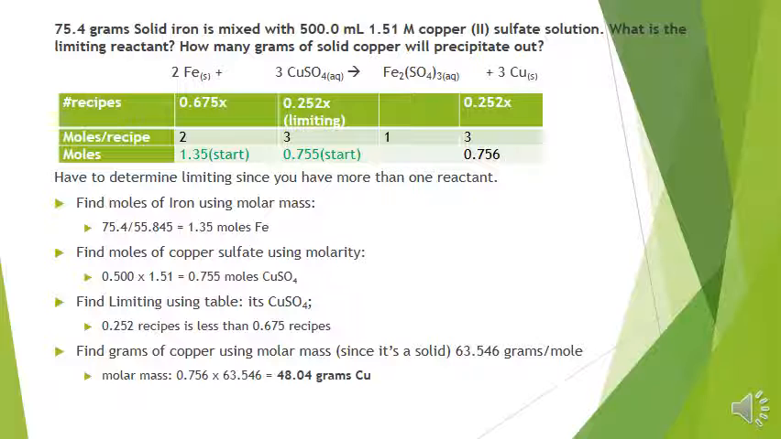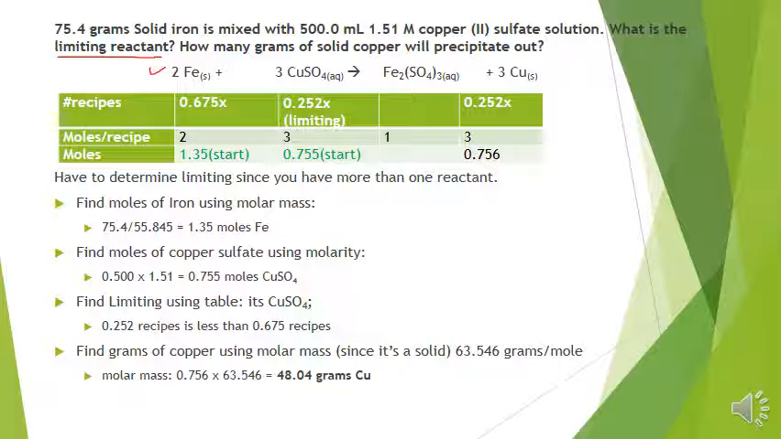So I'm going to take the iron and copper sulfate, and I'm going to use one of them up first. So I have to figure out the limiting reactant, and the other one won't be used up. And then after I figure out the limiting reactant, I can figure out how much product I make. Okay, so here's the chemical reaction.